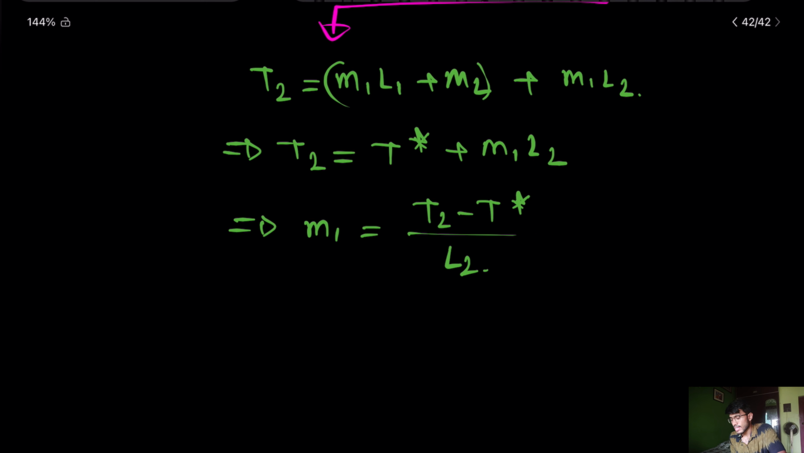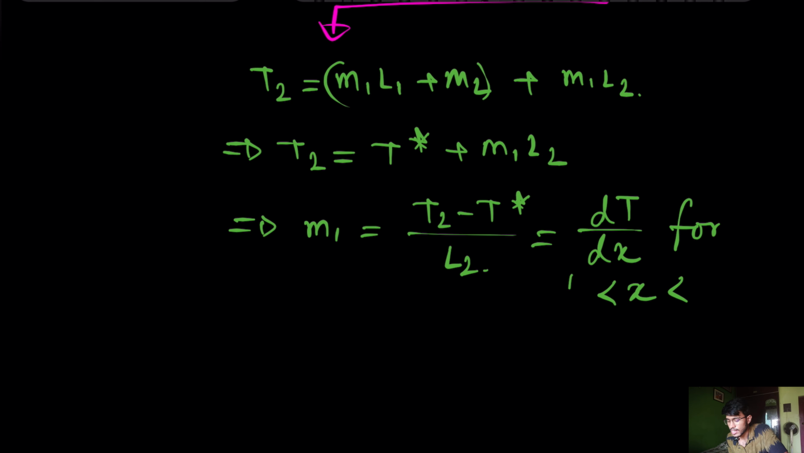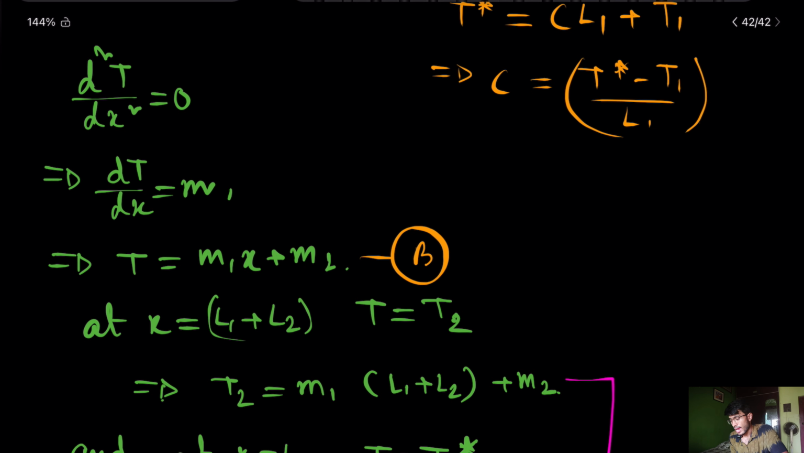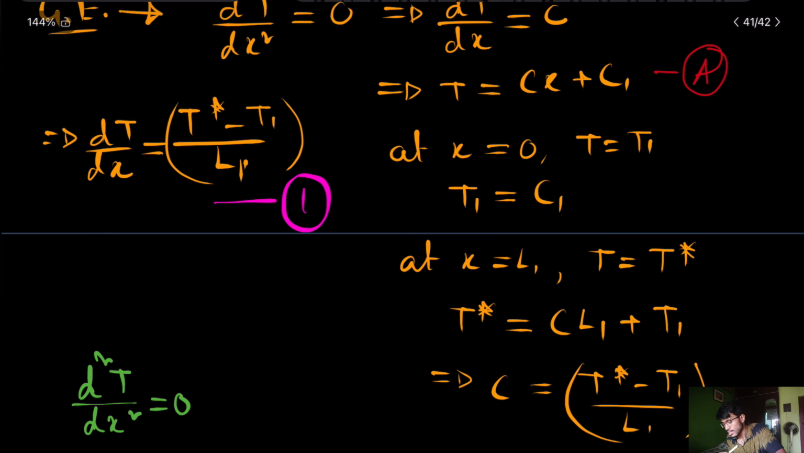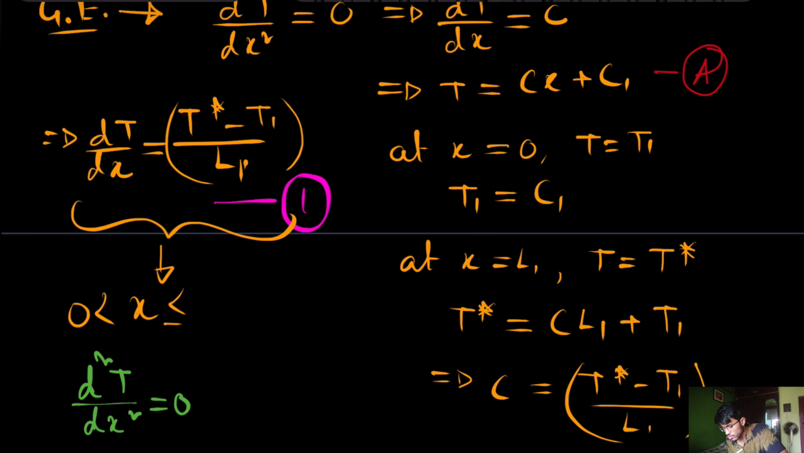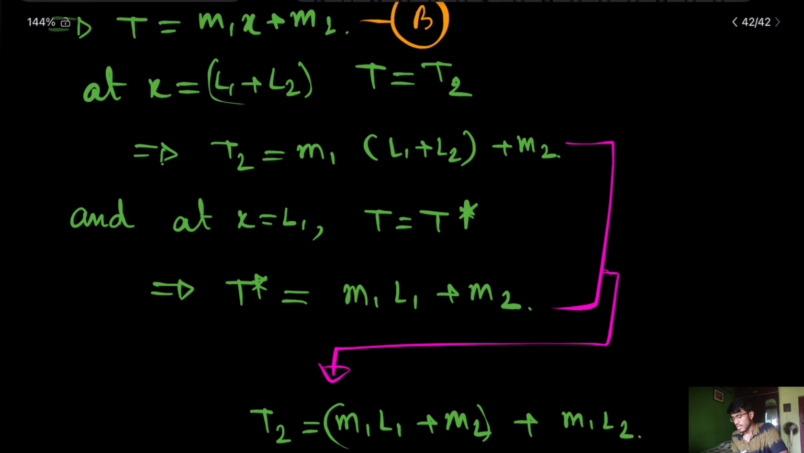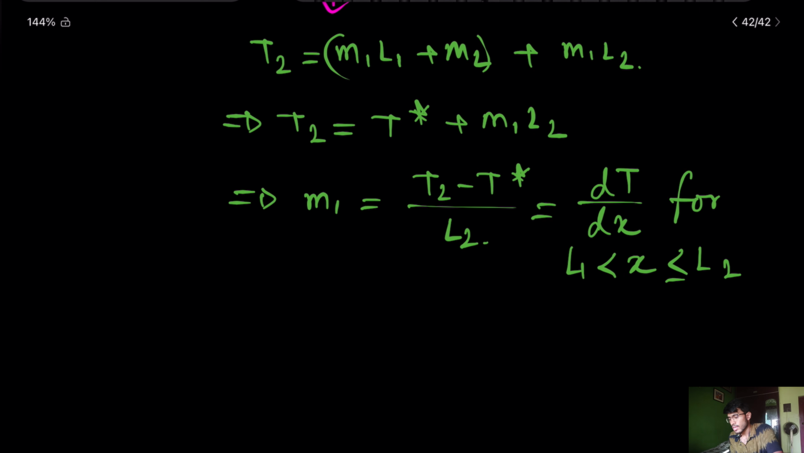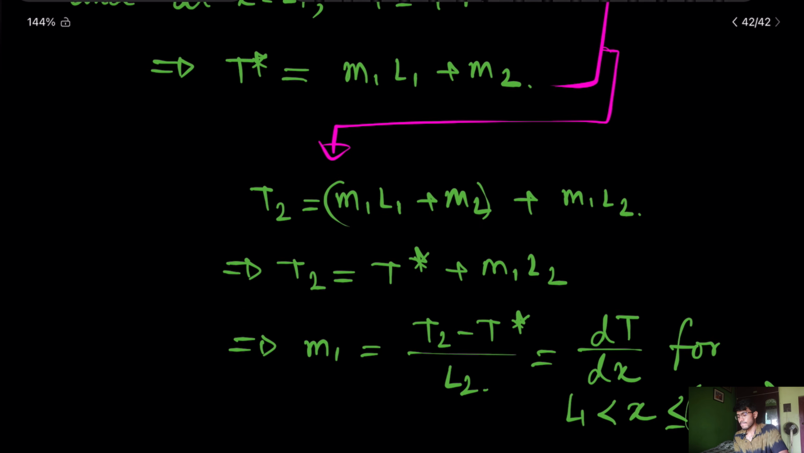And that is nothing but my dT/dx for x greater than L1 and less than or equal to L1 plus L2. And this equation is valid for x greater than or equal to 0 and up to L1.